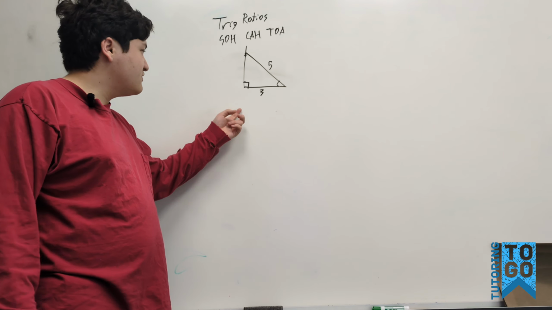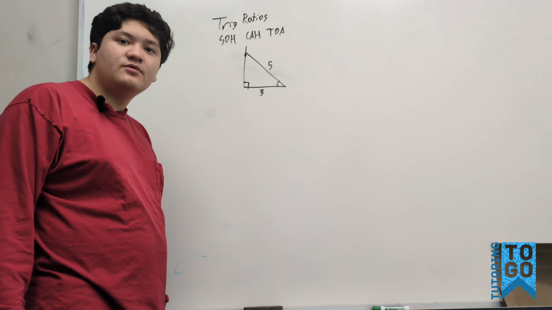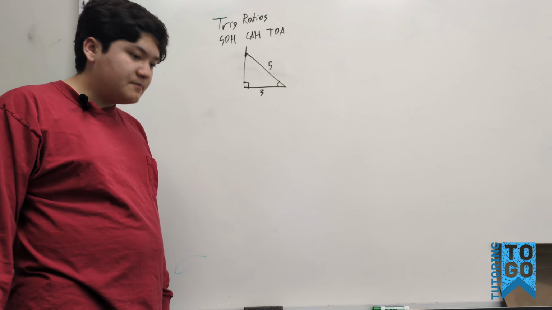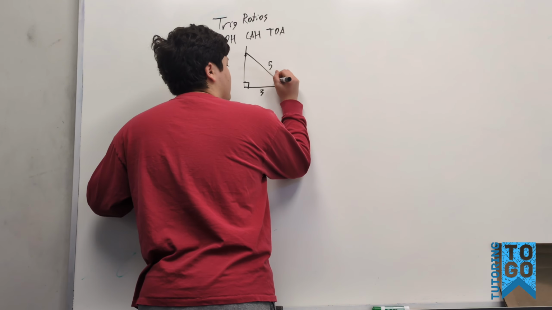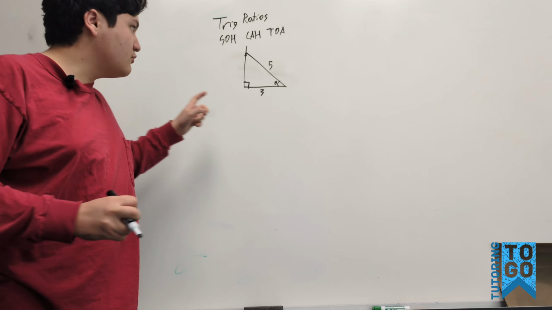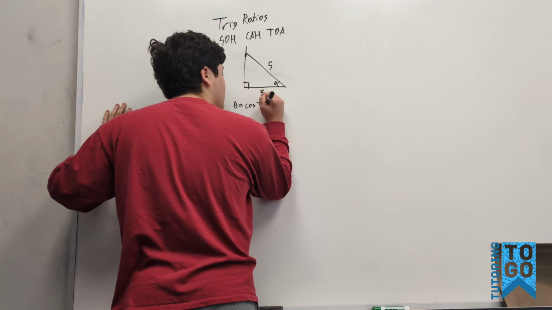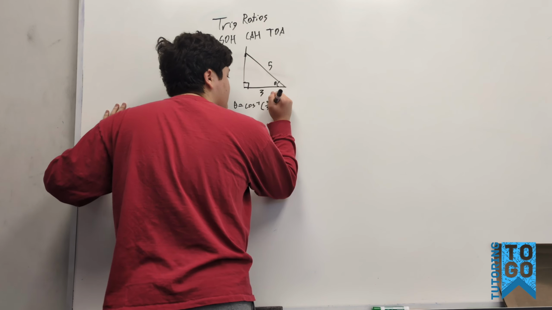So I'm going to give you a moment to figure out how to solve this. All right, if you said that angle theta here, let's just call it theta, is equal to inverse cosine of 3 over 5, then you'd be correct.